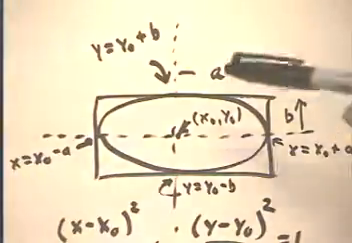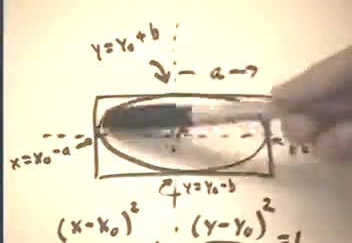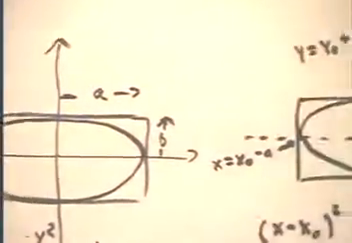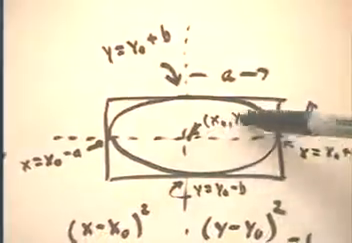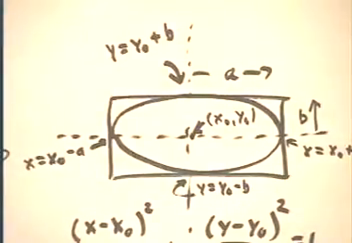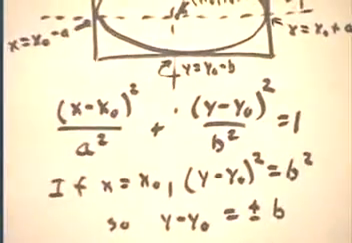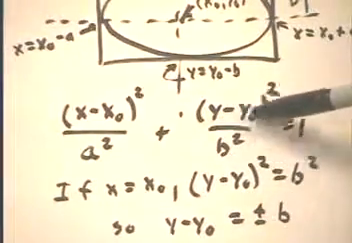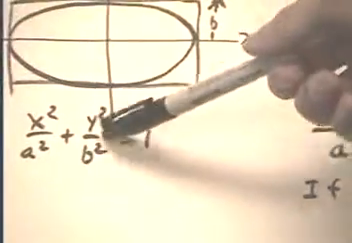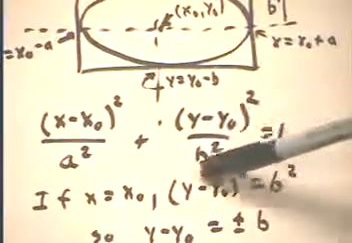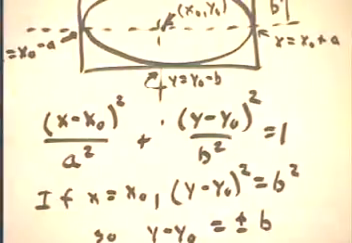What's the equation of this ellipse? Well, this ellipse is identical to the original ellipse, but it's translated x naught units in the x direction and y naught units in the y direction. We accomplish those translations by replacing x by x minus x naught and y by y minus y naught, so that the equation x squared over a squared plus y squared over b squared equals 1 becomes x minus x naught squared over a squared plus y minus y naught squared over b squared equals 1.